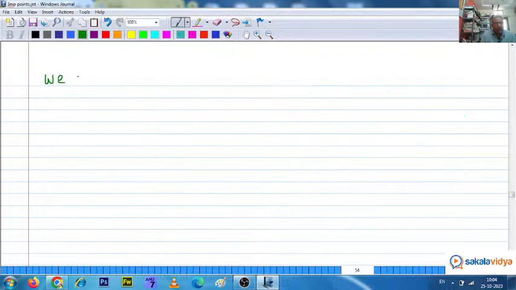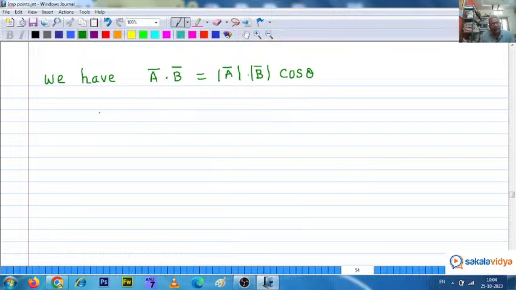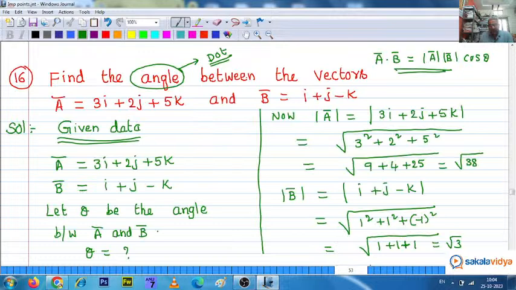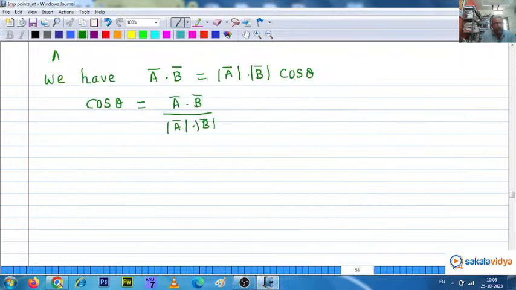So now using this, we need to evaluate cos theta. We have a dot b equal to mod a mod b cos theta. First, the cosine of the angle: cos theta is equal to a dot b by mod a mod b. Before that we need to find a dot b, the dot product of a bar and b bar.